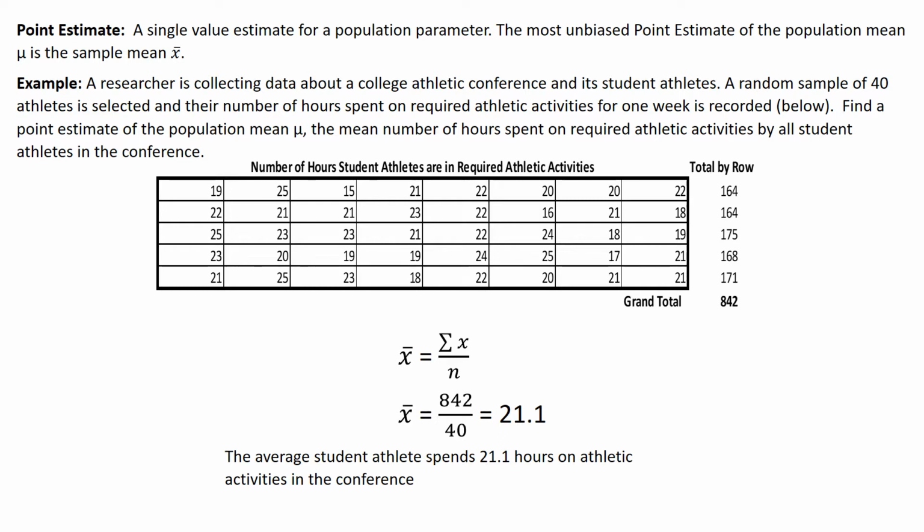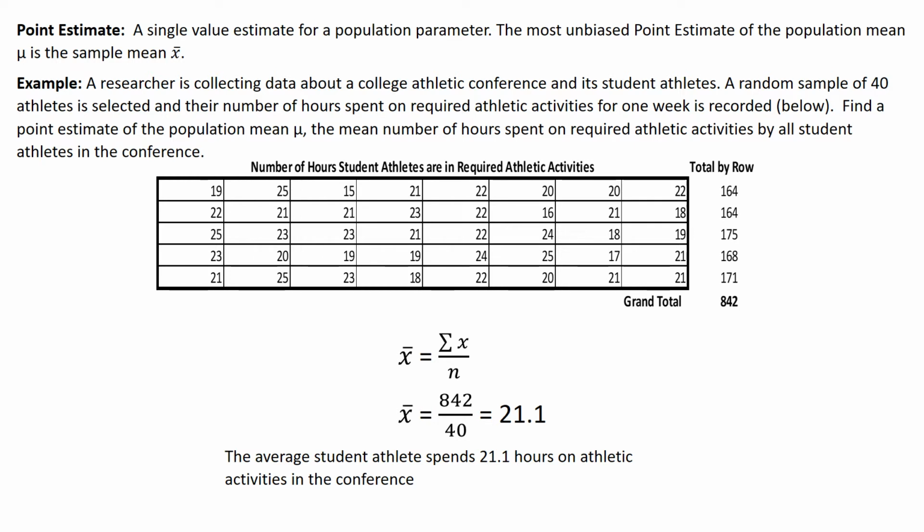For example, researchers collecting data about college athletic conferences and student athletes. A random sample of 40 athletes is selected. Their number of hours spent on recorded athletic activities for one week is recorded. Find the point estimate of the population mean, mu, the mean number of hours spent on athletic activities by all athletes in the conference.